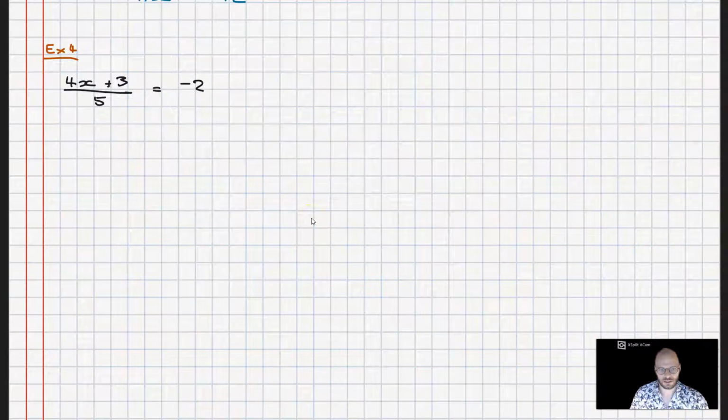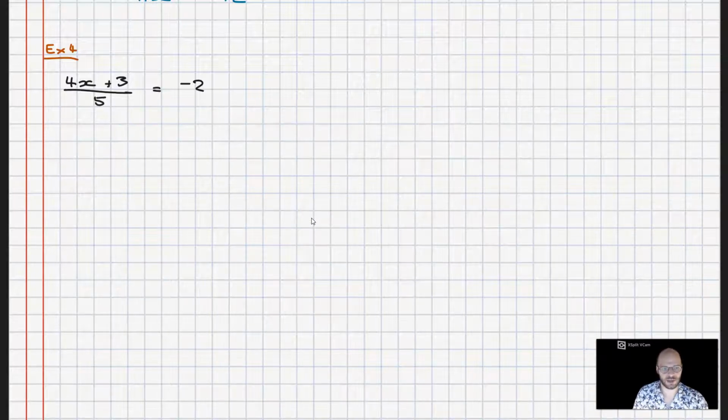Welcome back. In this video I'm going to show you a further two examples of how we can go about solving linear equations. Now in example 4 here I've got 4x plus 3 all divided by 5 equals minus 2. Now as always our objective is to do x equals something.